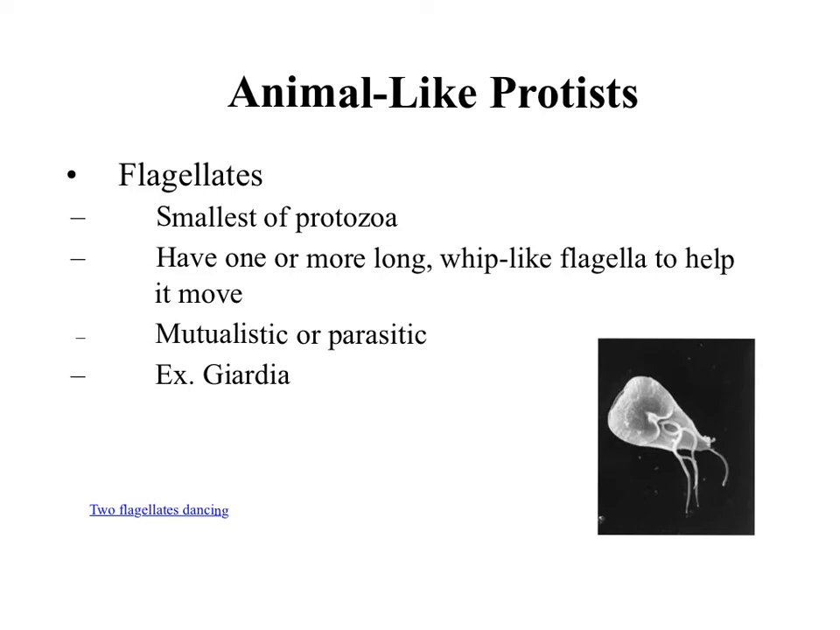Our next animal-like protist is the flagellates. They're usually the smallest of the protozoa or animal-like protists, and they always have one or more long whip-like flagella. They're always going to have at least one flagellum, and you can see that flagellum down in our image right here, and these might also be flagella. That's how they move, that's how they're motile. Our representative organism for flagellates is Giardia.